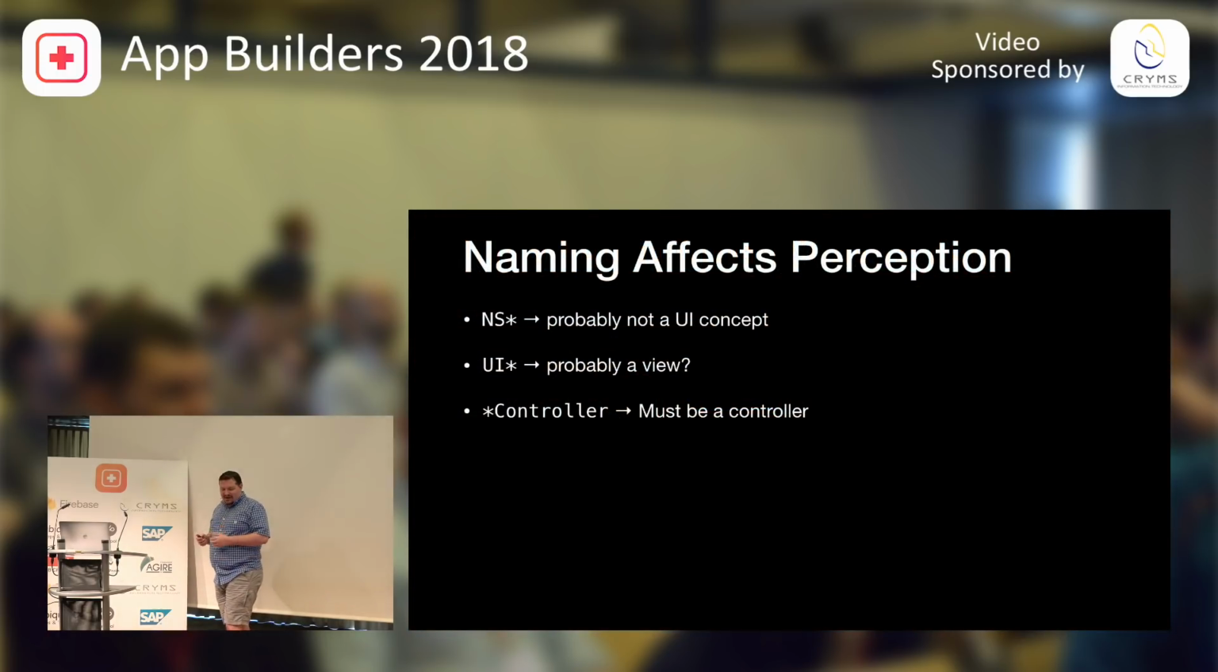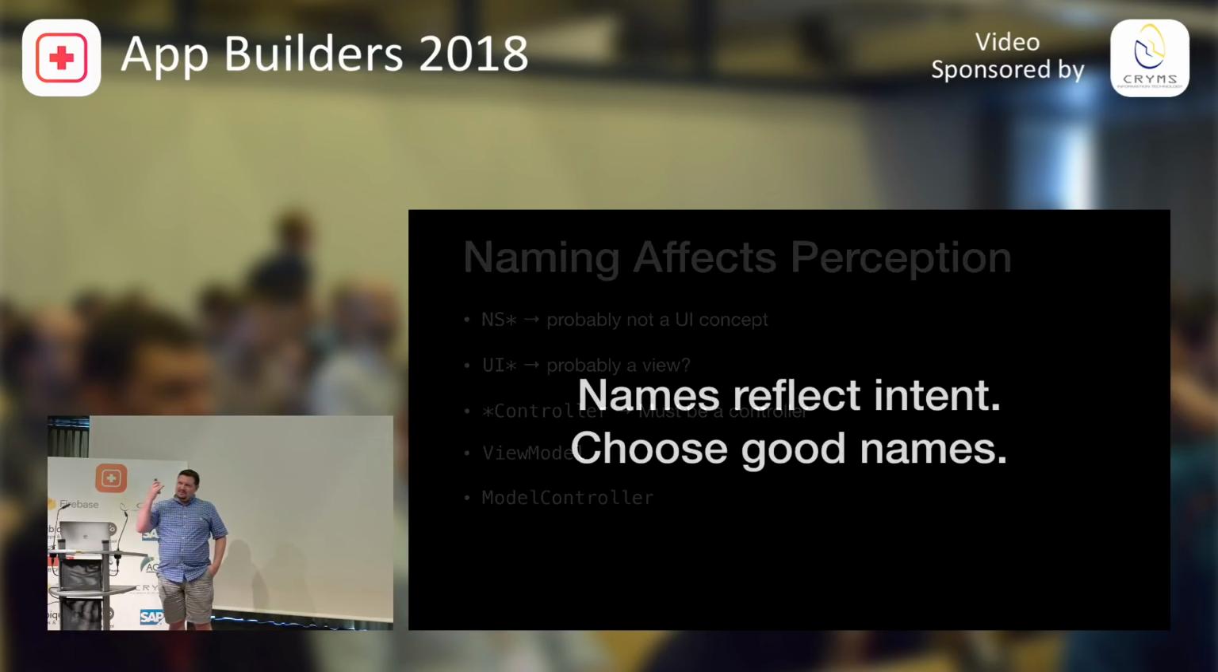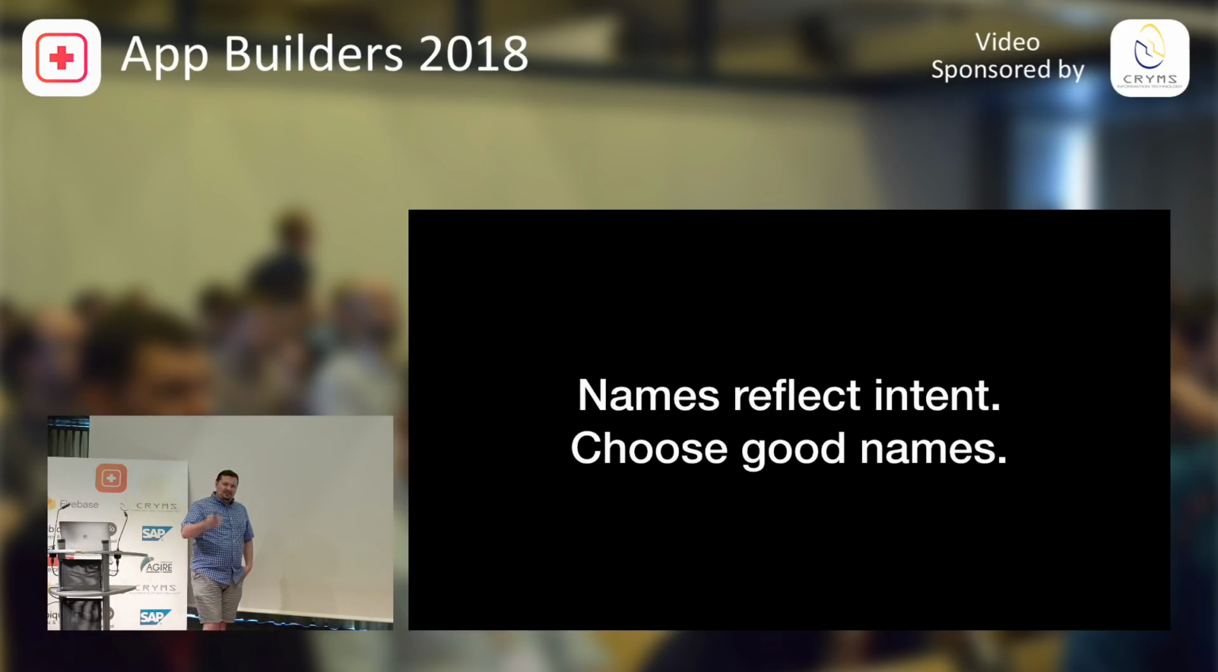And then we get into other weird situations where we reach across the concern separation and call things view models. We have model controllers as well. We of course have view controllers. We might even have controller views, and naming is weird. So this is just an admonition: please choose good names.